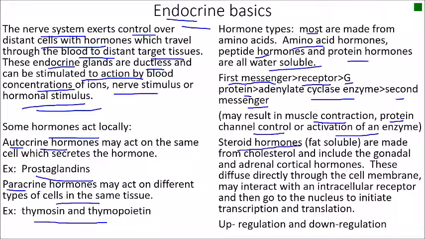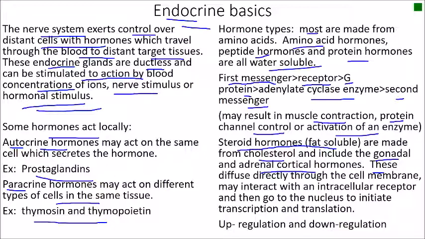Hormones may be fat soluble. These are the steroid hormones. They're made from cholesterol, and these include the gonadal and adrenal cortical hormones. So we're talking about the male and female hormones and some of the hormones from the outer portion of the adrenal gland.